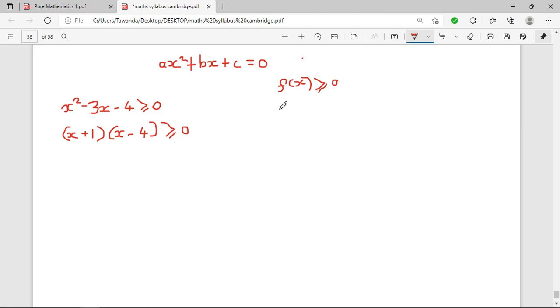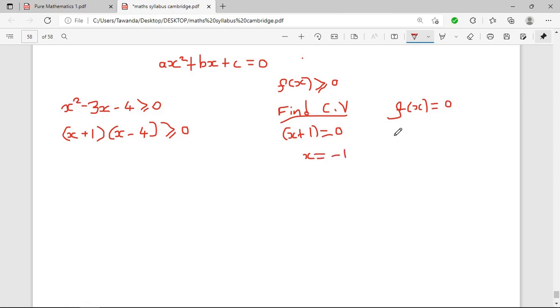So the next step, we need to find the critical values. And how do we find the critical values? We find critical values by solving f of x equals 0. Already we've factorized, so we take this bracket equal to 0 and the other equal to 0. If we equate x plus 1 to 0, we get x equals minus 1.